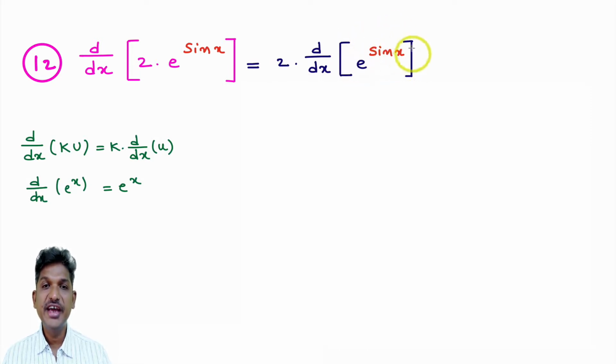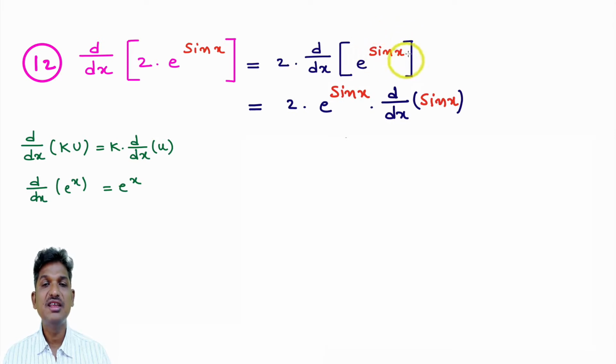We do not have any direct formula for this. Here, which formula is suitable? Derivative of e power x equal to e power x. That formula is suitable. Here I'll imagine this sin x as x. If I imagine this sin x as x, it looks like e power x. So derivative of e power x is e power x into, which one you imagined as x, you need to differentiate it. That means d by dx of sin x. That equals 2 into e power sin x into derivative of sin x, which is cos x.